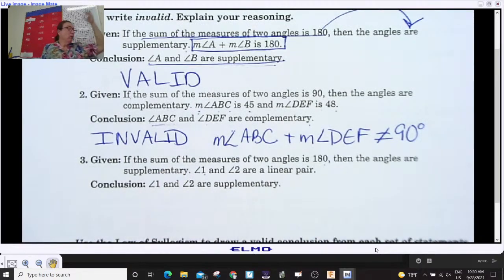Now, let's bring back our memory. What does linear pair mean? What is a linear pair? Pair means what? 2. So we know we're talking about two angles. That's pair, right? Linear means, what does linear mean? What's the root word of linear? Line, right? So linear means line. So if we've got a pair of angles that make a line, what do we know they do? Two angles put together that make a line.